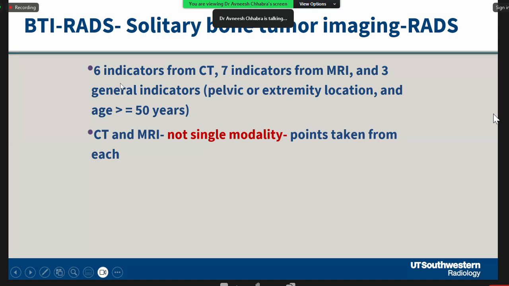And 3 were general indicators, whether it's a pelvic or extremity location. And we see so many pelvic lesions which are benign, right? You'll get all these chordomas. Chordomas are on the intermediate scale. But say if you have notochordal rests, you have hemangiomas, you can even get enchondromas in the pelvis. So that location just by itself should not mean that it's a bad location. So it's not a single modality. So you've got to do both of them. So it's a costly system to do.